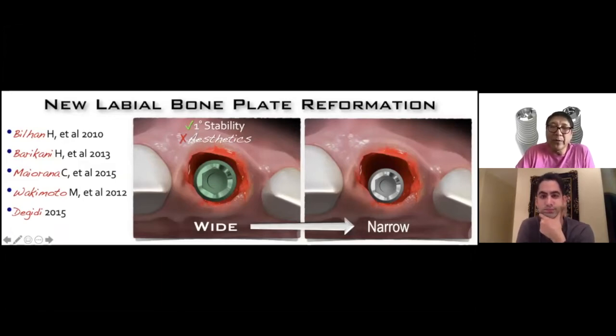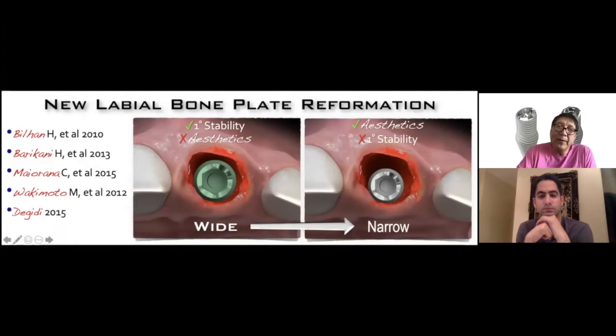That was original work done by Alf Fleckholm and George Zarb in Brånemark's book. So wider diameter implants may be great for primary stability, but they're not really great for aesthetics. And skinny implants may be great for aesthetics, but they're very bad in regards to primary stability. And that's the challenge that most surgeons have to contend with when they place implants into extraction sockets.